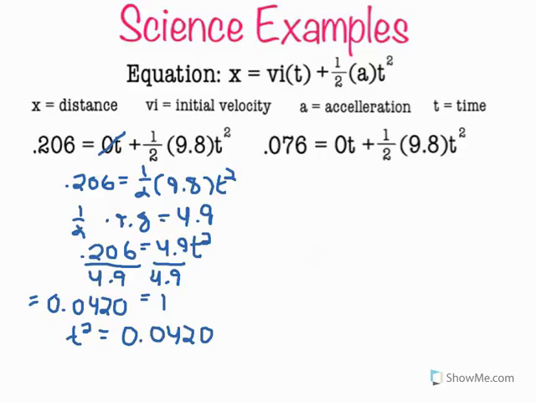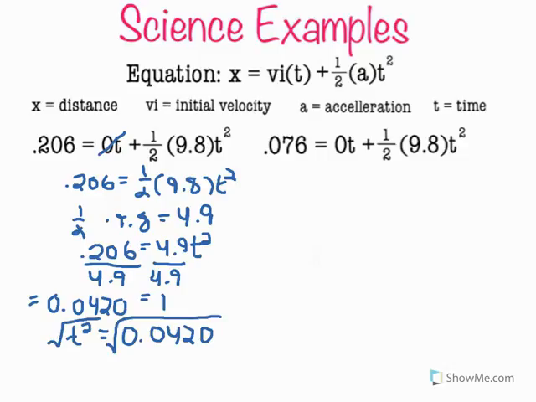Remember that the square root is the opposite of a number squared, which is a number times itself. So, we are figuring out which number multiplied by itself is 0.0420. This is very difficult to calculate by hand, so we are going to use the square root button on our calculator to figure it out.